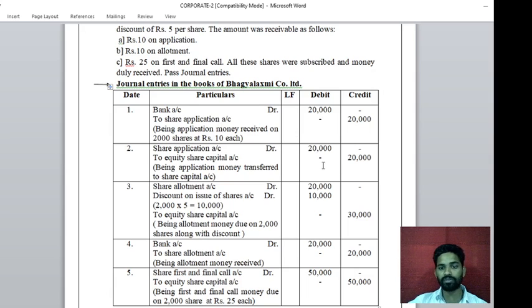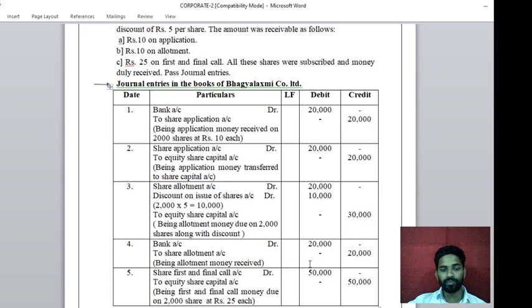But in this case, the debit column is getting 30,000 as well as the credit column is getting 30,000. It means the company is going to receive 30,000? They are not going to receive this 30,000, only 20,000 they are going to receive. Since 5 rupees is given as discount on each share, 10,000 is given as discount. So only 20,000 is received. That's why bank account debit rupees 20,000 to share allotment account credit rupees 20,000.